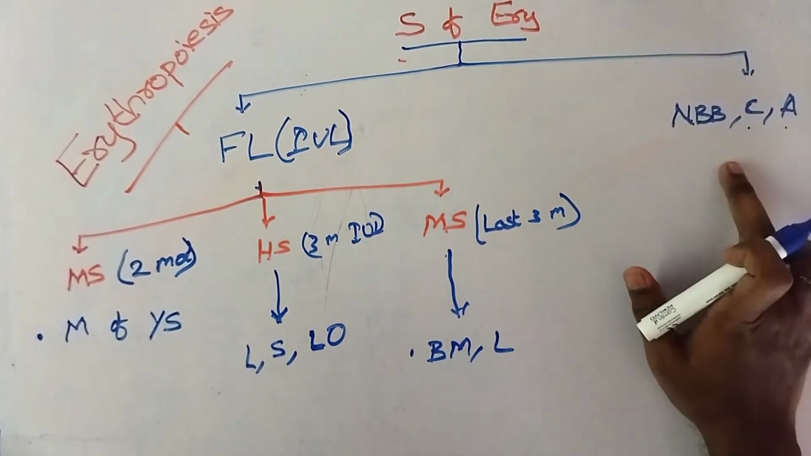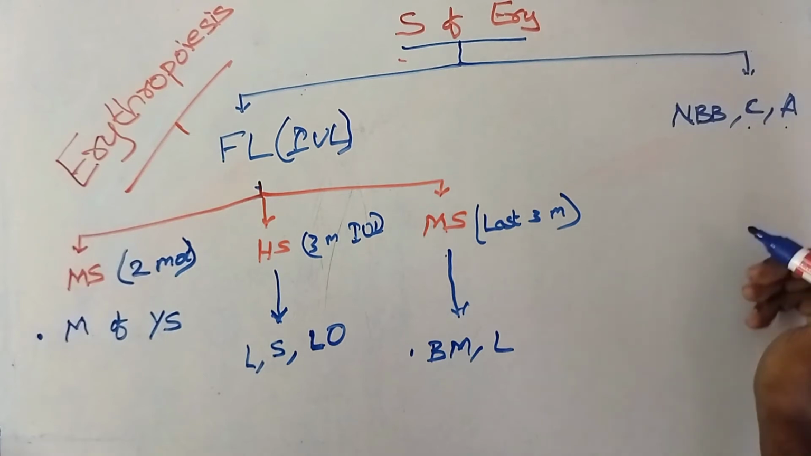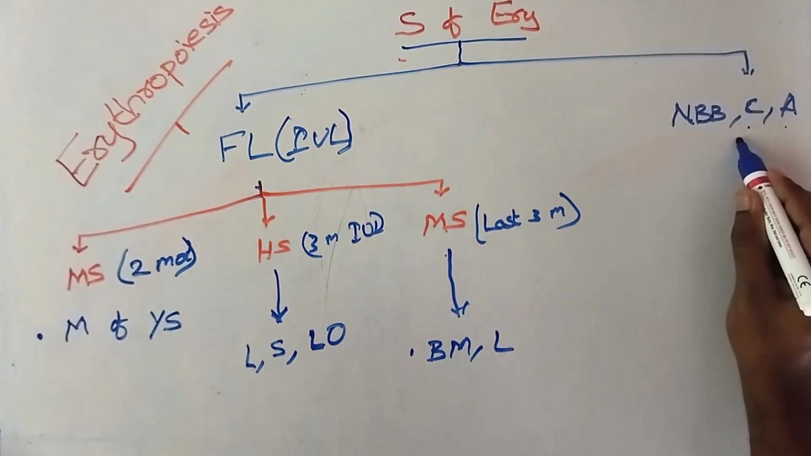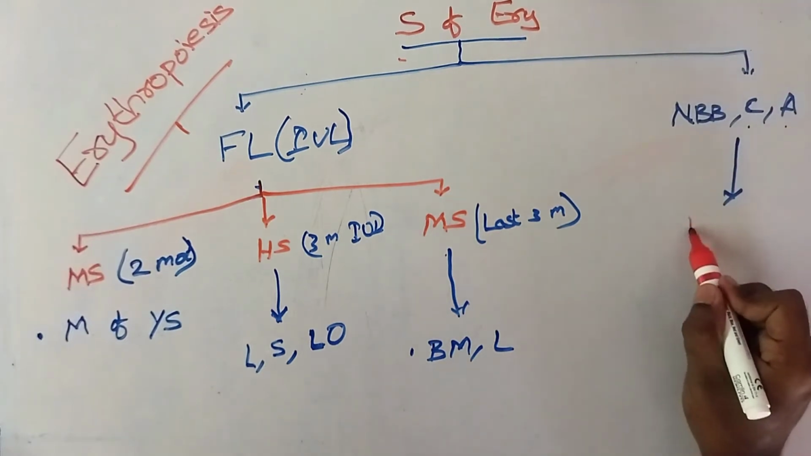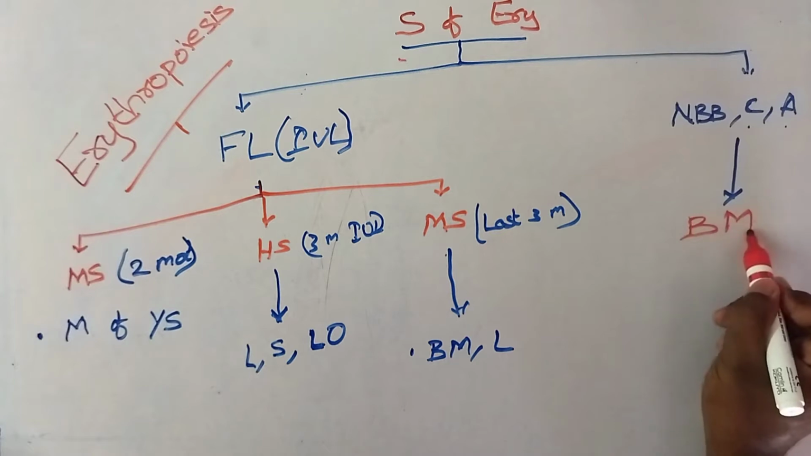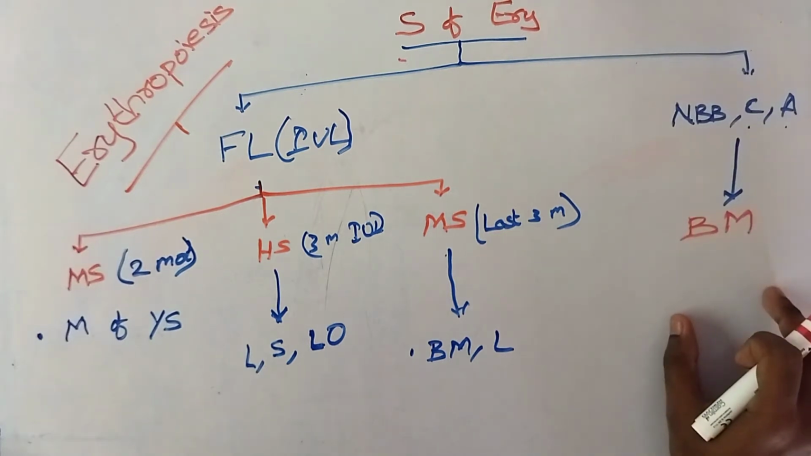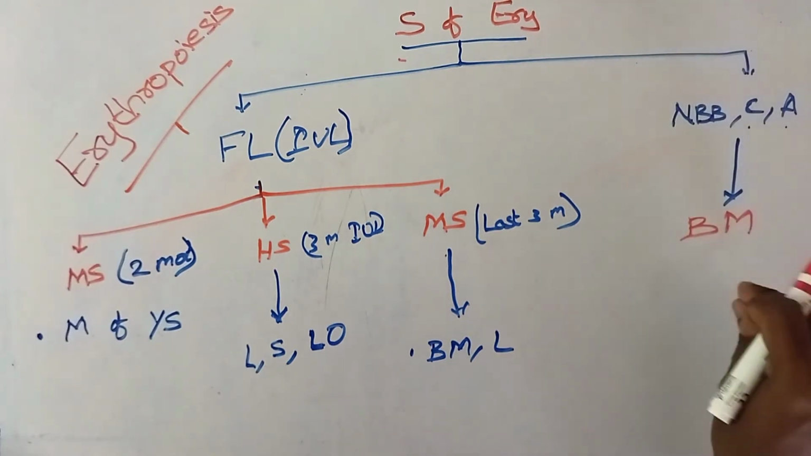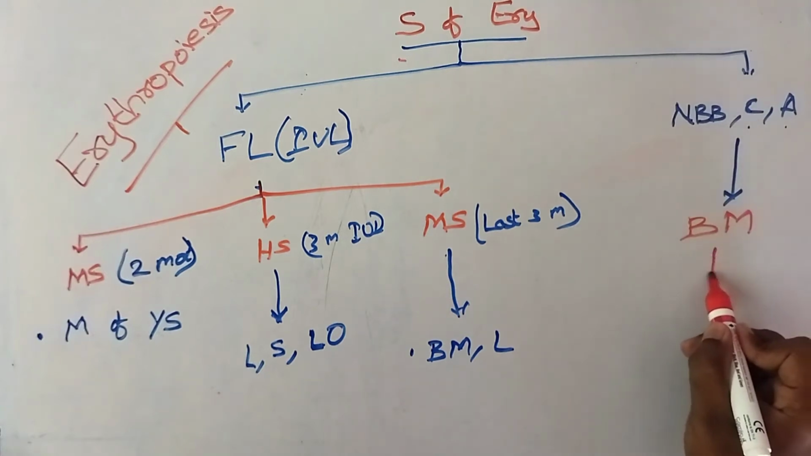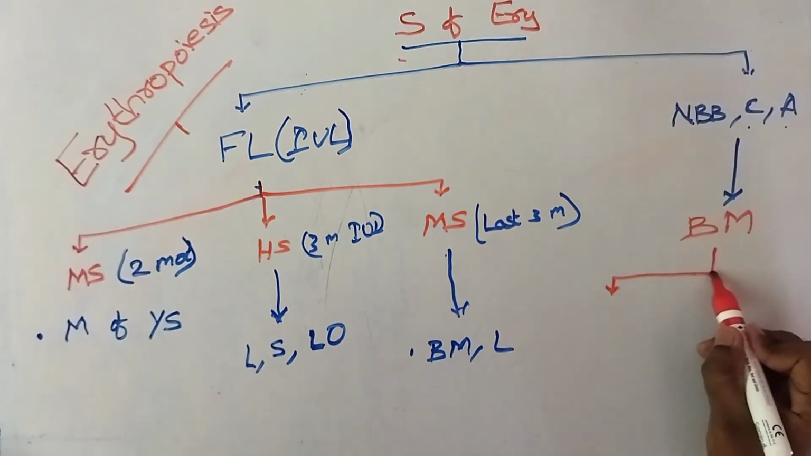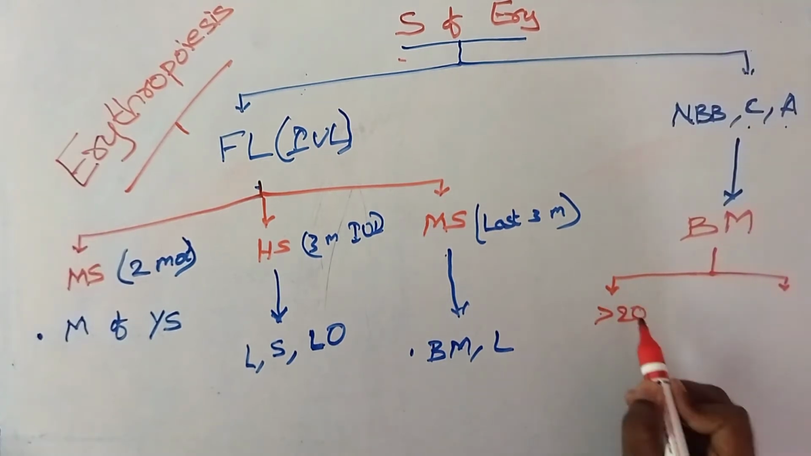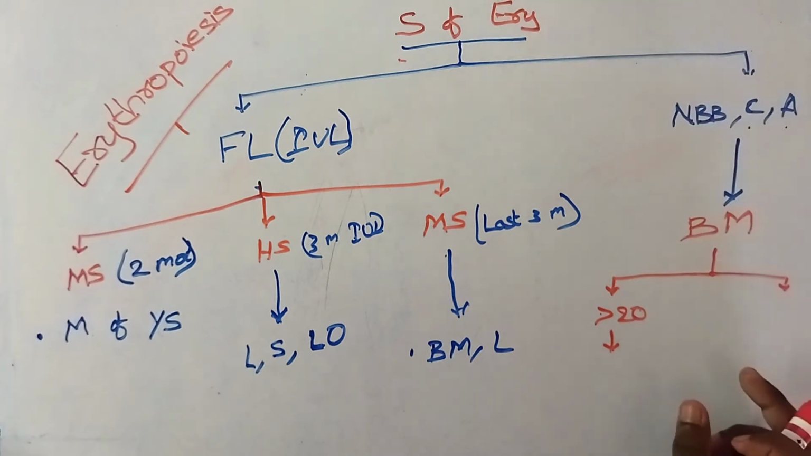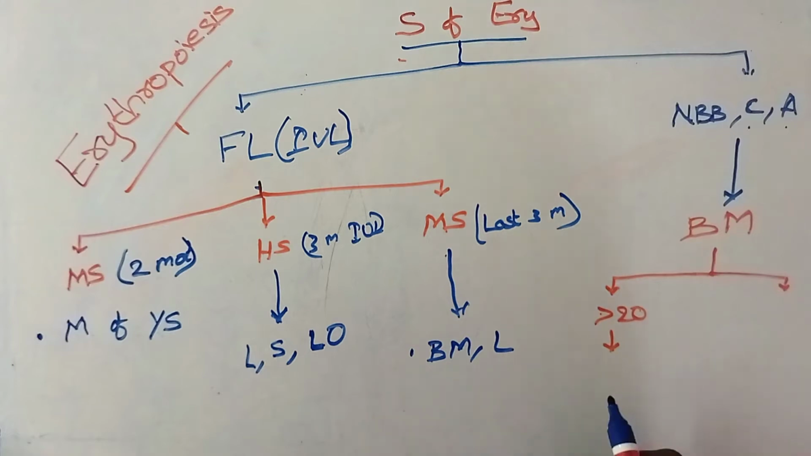Next, coming to newborn babies, children or adults. Here the site of erythropoiesis takes place completely at the bone marrow, but it depends upon the age of that person. If the age of that person is below 20 years, erythropoiesis takes place in the bone marrow of all long bones and flat bones.